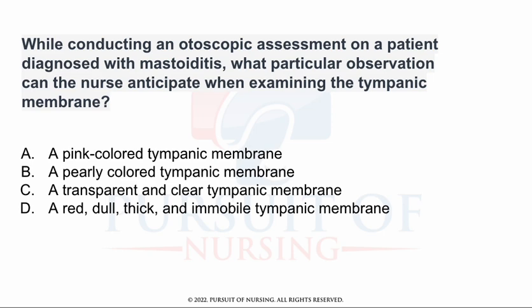All right, this is a classic multiple choice style question. This is going to test your knowledge of physiological integrity. While conducting an otoscopic assessment on a patient diagnosed with mastoiditis, what particular observation can the nurse anticipate when examining the tympanic membrane? So a patient has mastoiditis. What is their tympanic membrane going to look like? Is it going to be pink colored, pearly colored? Is it going to be transparent and clear? Or is it going to be red, dull, thick, and immobile?